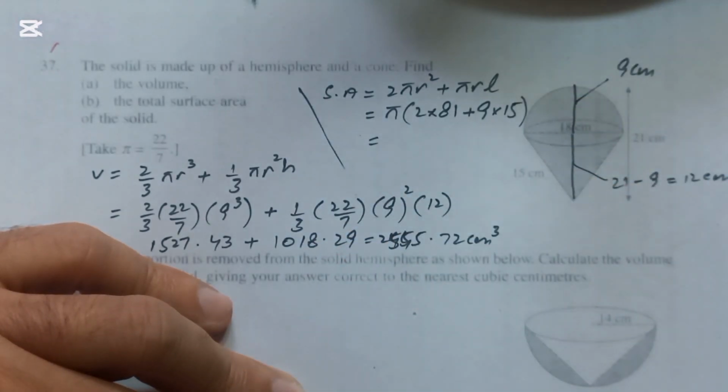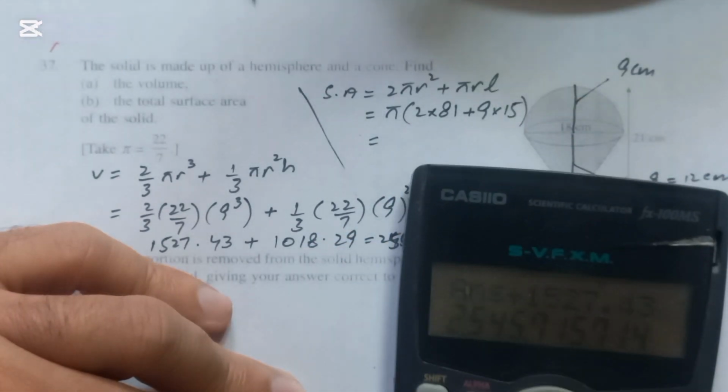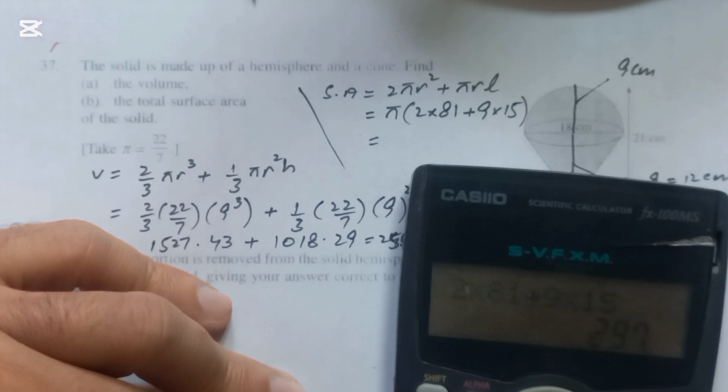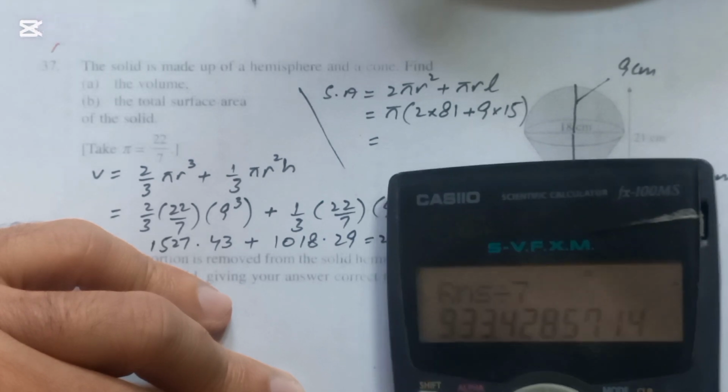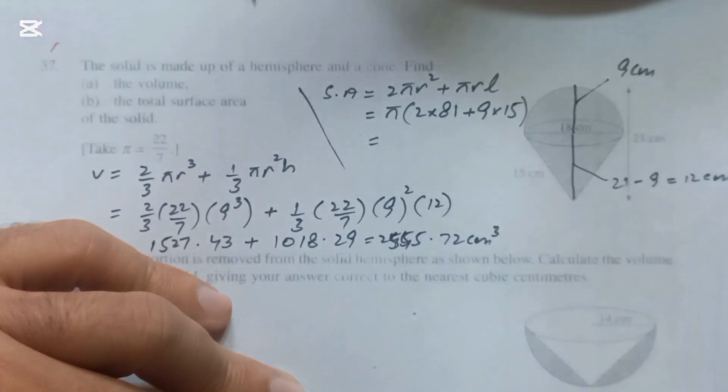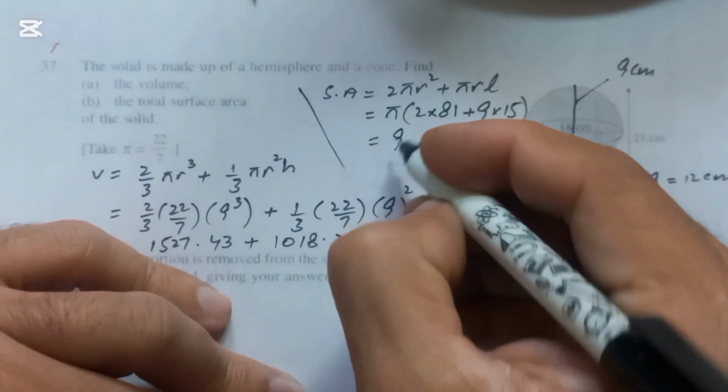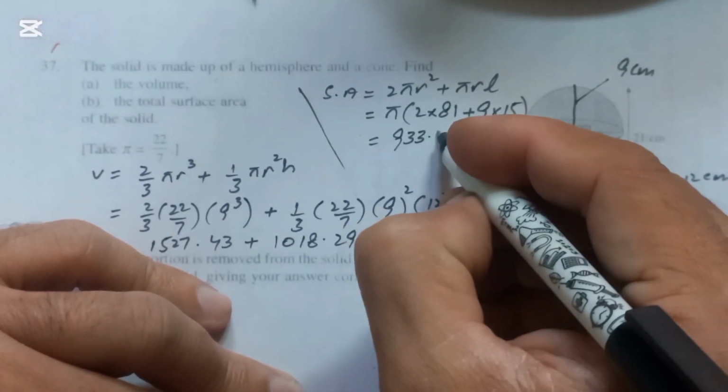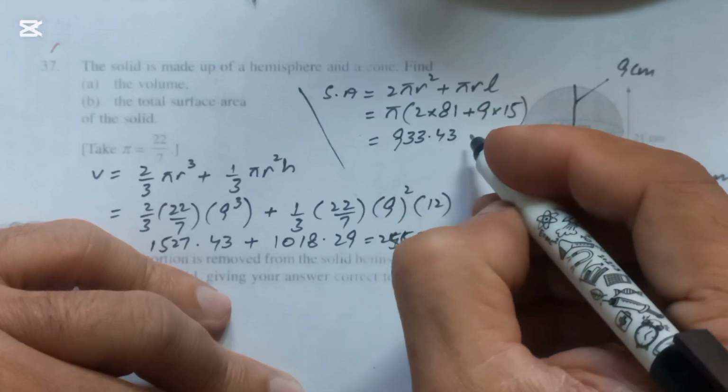Solve these values on the calculator. 2 multiplied by 81 plus 9 multiplied by 15, equal, multiplied by 22, divided by 7. Answer is 933.43. Unit will be centimeter square.